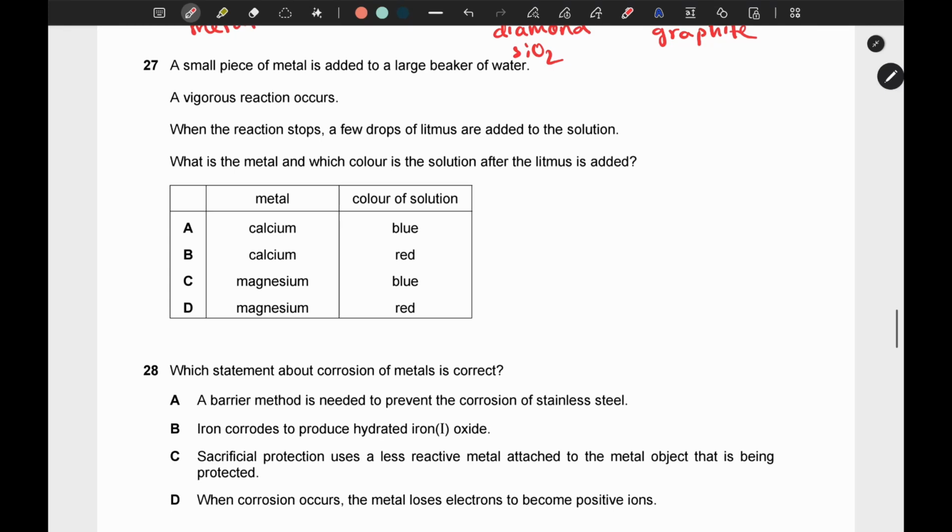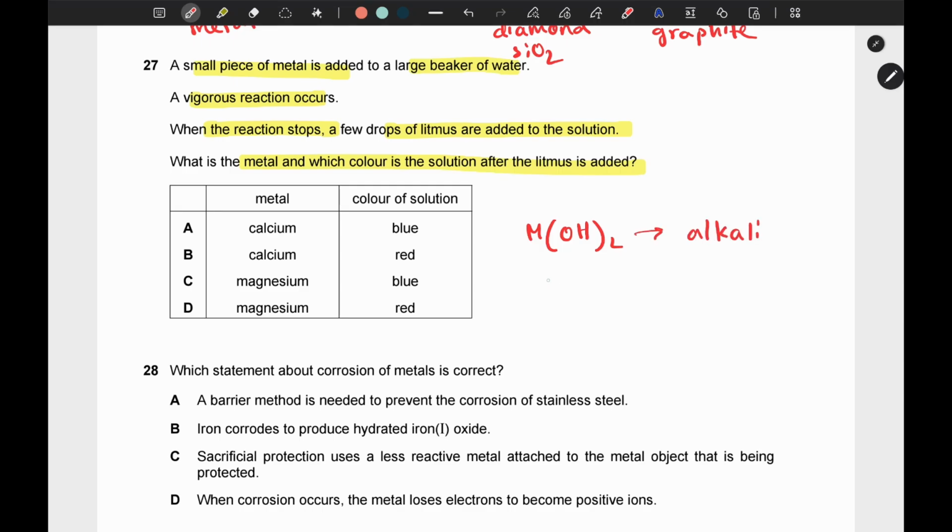Number 27, a small piece of metal is added to a large beaker of water. A vigorous reaction occurs. When the reaction stops, a few drops of litmus are added to the solution. What is the metal and which color is the solution after the litmus is added? Now, it is a metal and water reaction, so regardless of which metal it is, it will form a metal hydroxide, M(OH)2, and the hydroxide is an alkali.